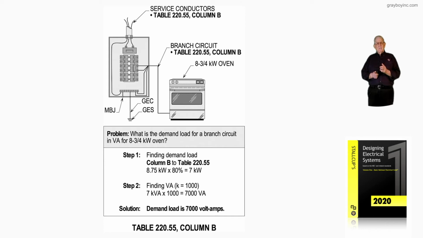Now, to get that into VA, we would take step 2, the 7 kVA times 1,000, and we come up with 7,000 VA and put that in our column to add all of our loads together to determine what the service would be. As we will see as we get deeper into this volume 2 design book.